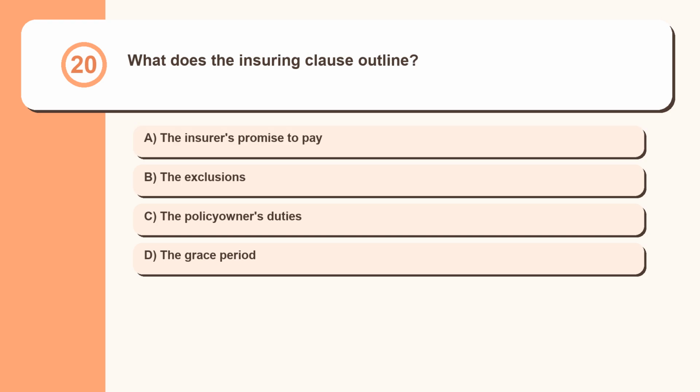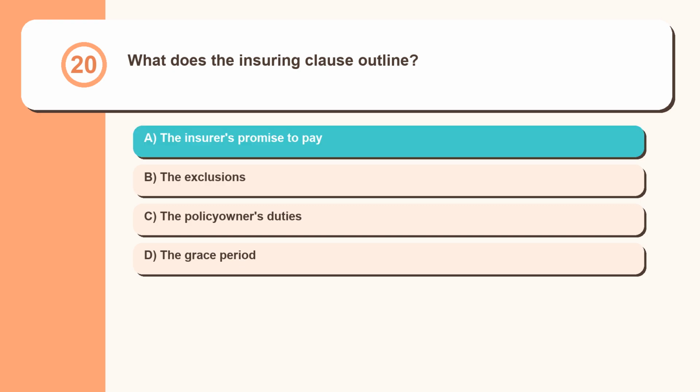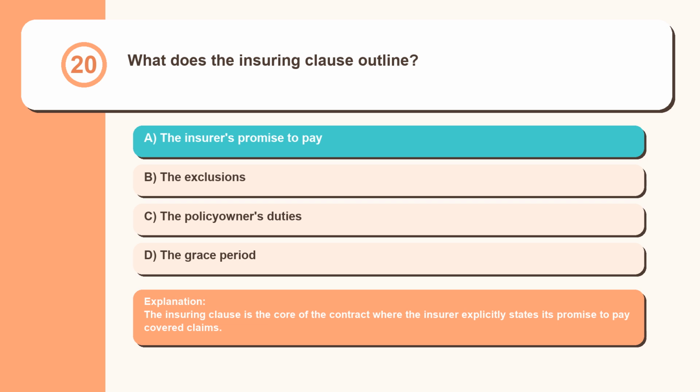Question 20. What does the insuring clause outline? The insurer's promise to pay, the exclusions, the policy owner's duties, the grace period. The insuring clause is the core of the contract where the insurer explicitly states its promise to pay covered claims.